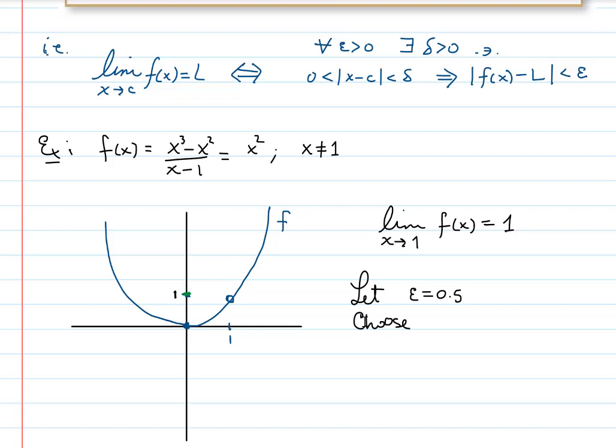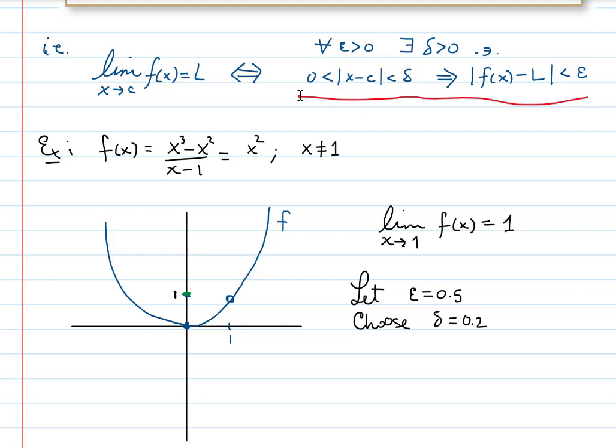There could be more than one, but it's only sufficient to find one. So we're going to let delta be 0.2. This part right here is saying, assuming I'm letting epsilon be 0.5, I'm going to choose a delta equal to 0.2.